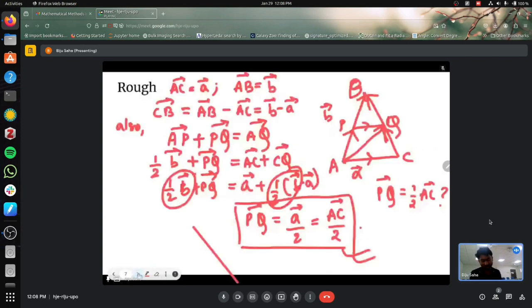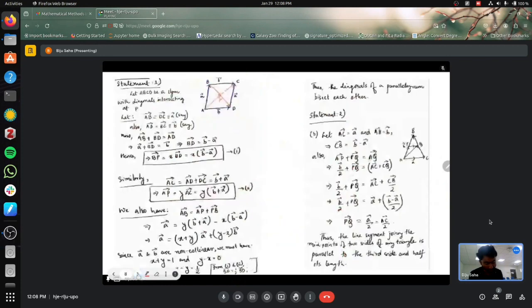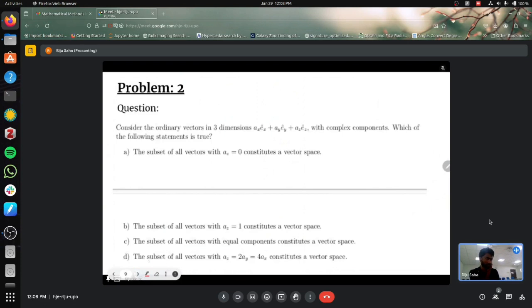So that is with problem 1. This is what I have actually done, the same thing I did in the rough work, so I'm not going to go into this again. Let us now discuss the second problem.